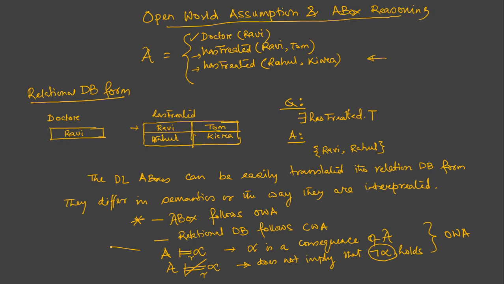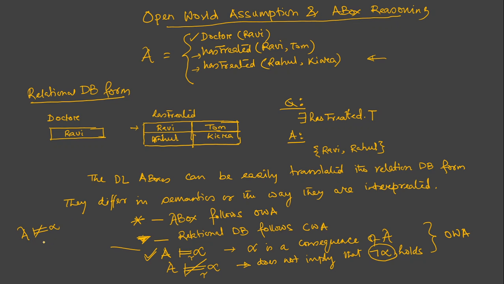But in closed world assumption, in the case of a relational database, when A entails alpha, this case will always be the same for the ABox way of reasoning and the relational database way of reasoning. But for the case where alpha is not entailed by A, there the relational database will differ in the kind of thing it can infer.